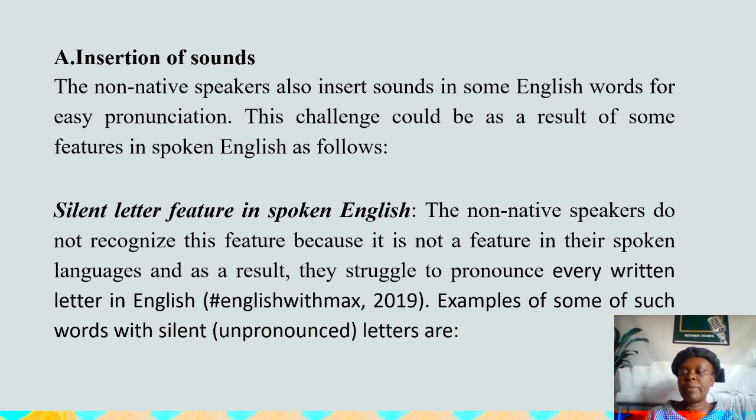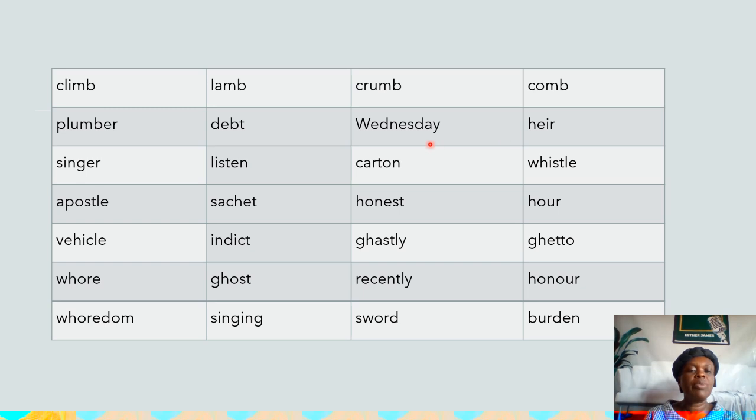Now let's look at them. For example, we have the first word, climb. The B is silent. So the pronunciation stops at the M sound, but the B is silent. You must write it down when you are writing, but in pronunciation, you must not pronounce it. The same thing is applicable to lamb, to crumb, and to comb.